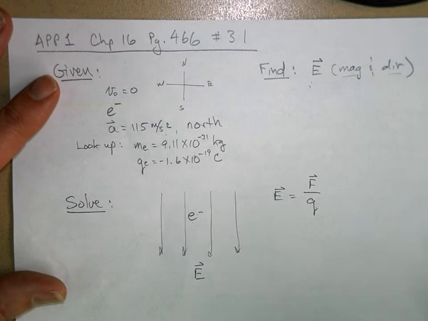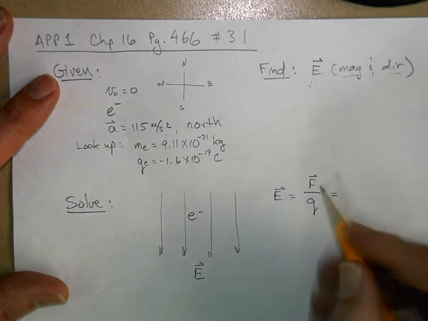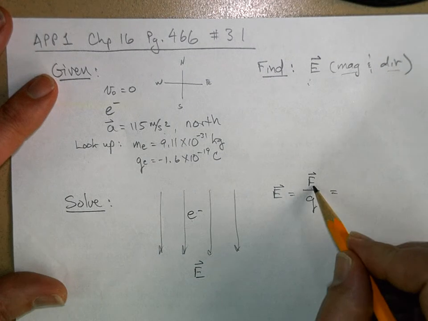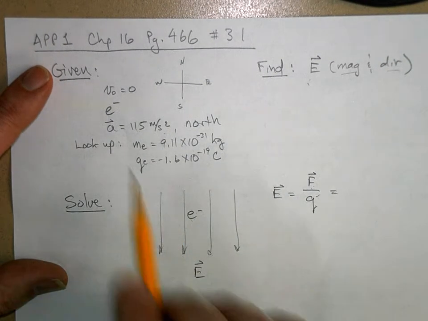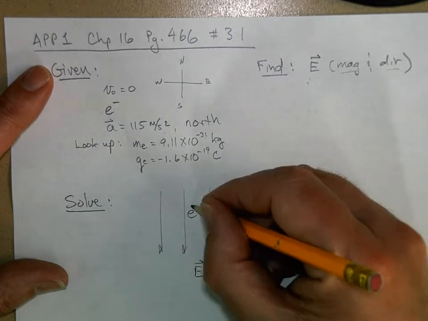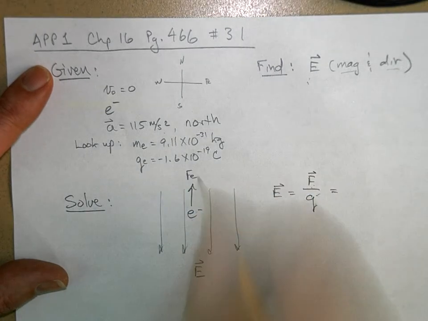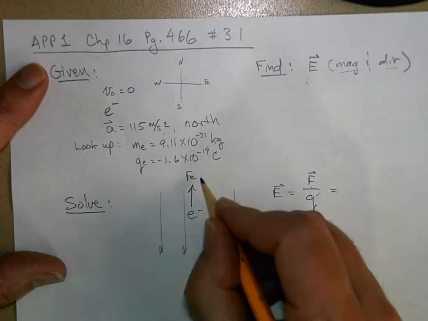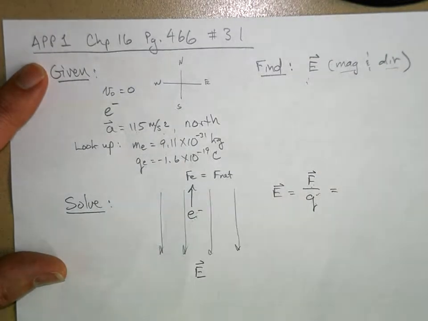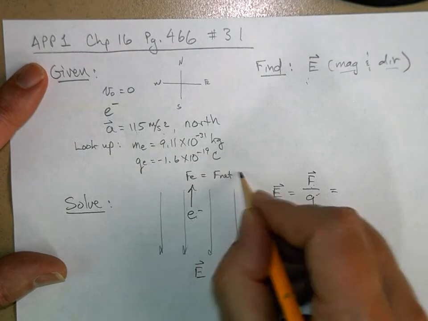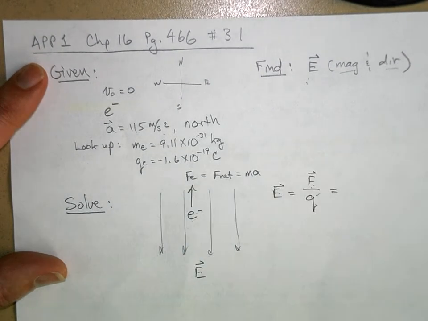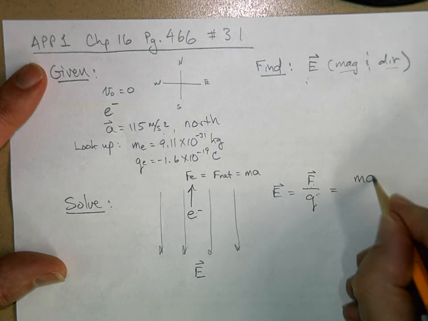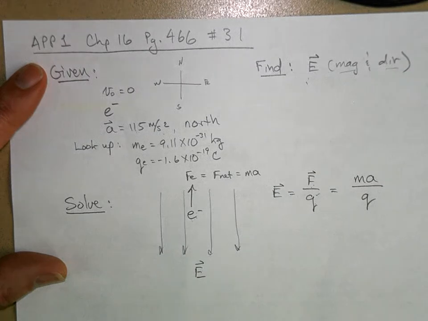So now let's figure out what the magnitude of this is. Well, what is the force on this? We know what the charge is, but the force, if I draw a free body diagram of this, there's just one force on it, and that's the electric force. This is also the net force, and the net force is equal to the mass times the acceleration on the object. So this is going to be equal to ma over q, at least the magnitude of it.